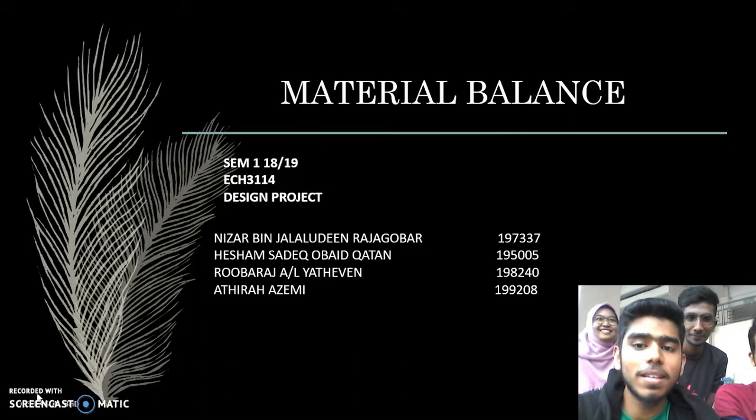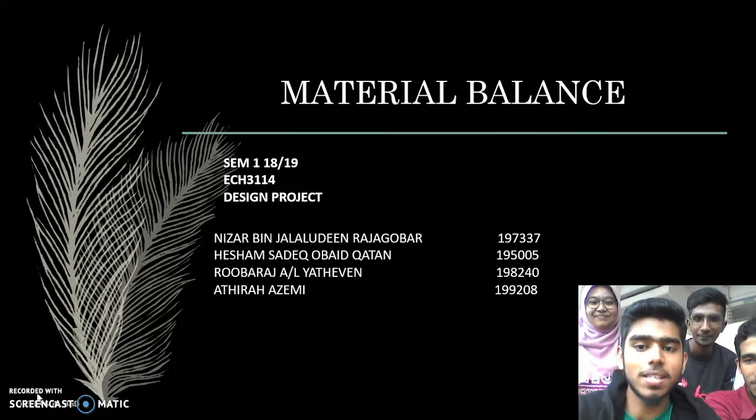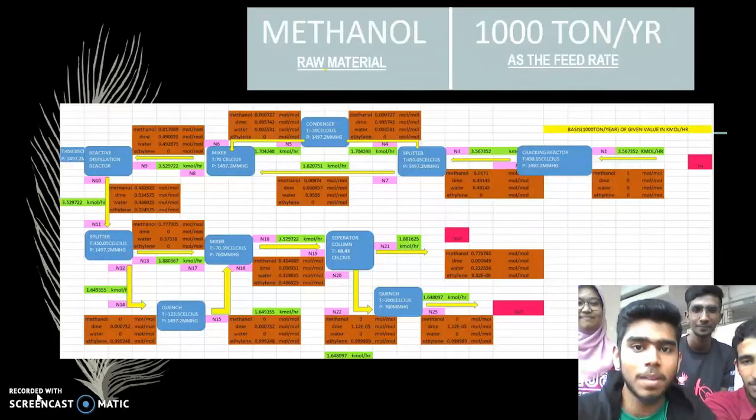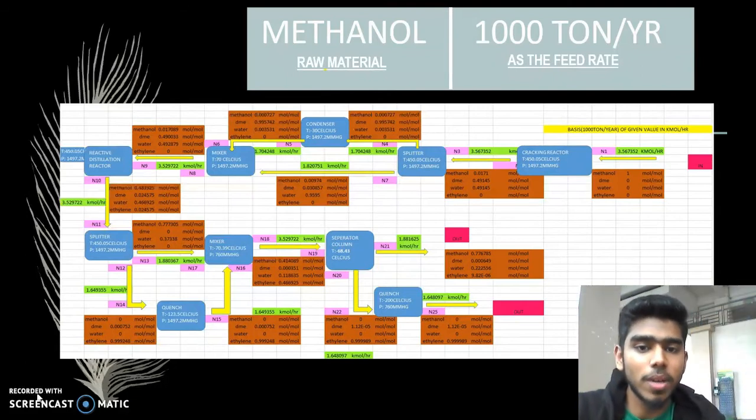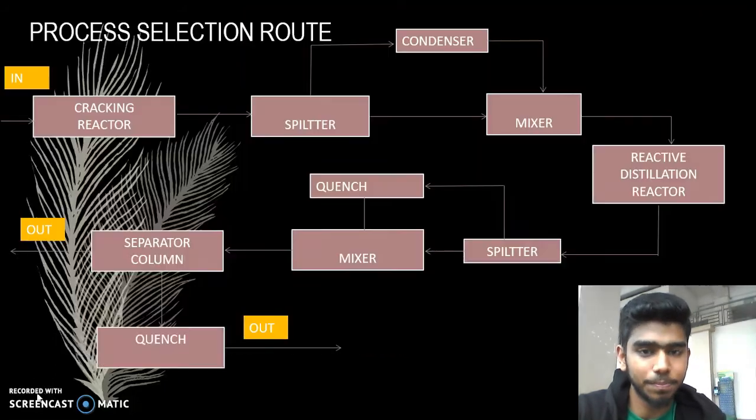This is our material balance project for SEM 1 1819 ECH3114 design project. As you can see, this is our block flow diagram, which consists of 10 units, and each unit has its specific temperature and pressure, its specific flow rates, and its compositions based on our own calculation. Our raw material is methanol, and our feed rate is 1000 ton per year.